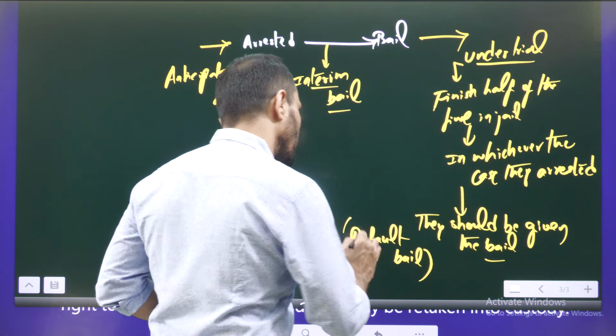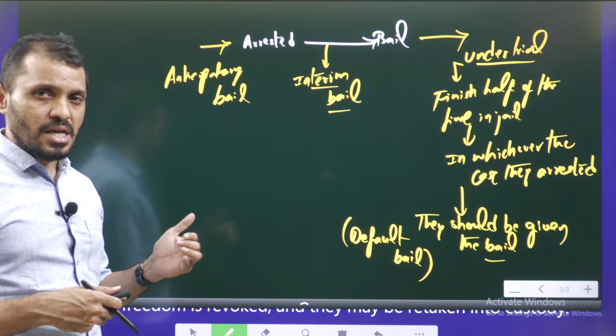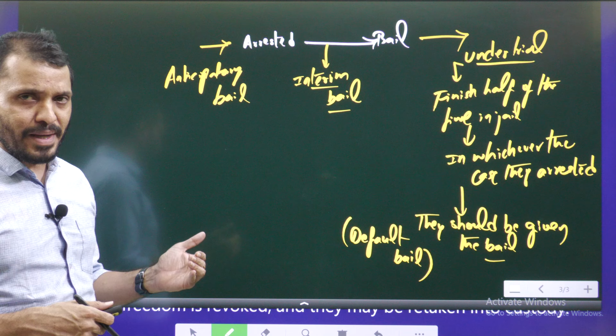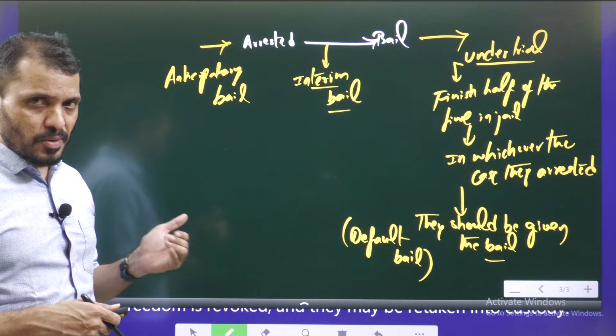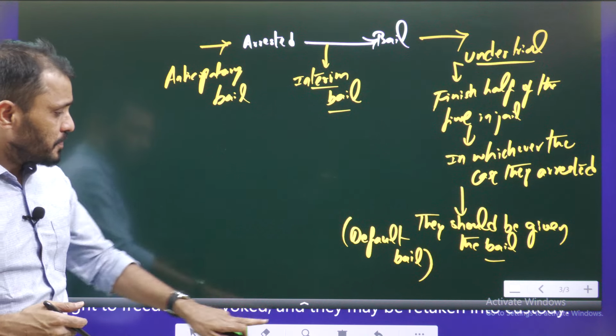Or statutory bail. Generally, in the non-cognizable offences or any less serious offences, after 60 days the person will get the default bail. If it is a serious offence, obviously the person will get the default bail after 90 days, depends on the case. Okay.